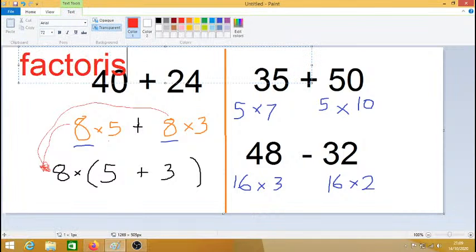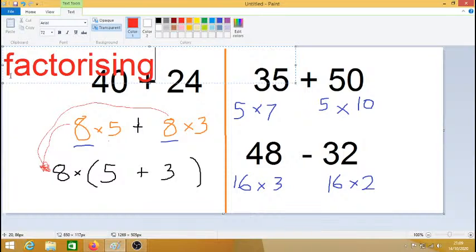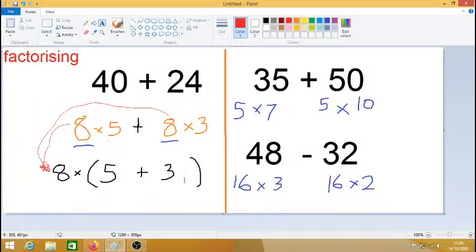It's taking a question like 40 add 24, spotting the common factor, and then pulling it out to the front with a pair of brackets to cover everything else that gets left off. And then just to check, do we get the same answer? 40 plus 24, we know that's 64. If we do it this way, 5 plus 3 is 8, times the 8, that makes 64 as well.